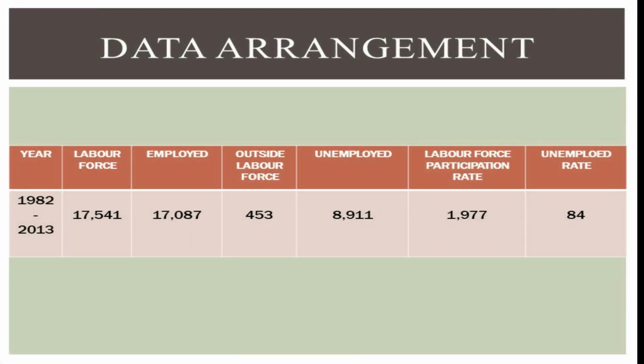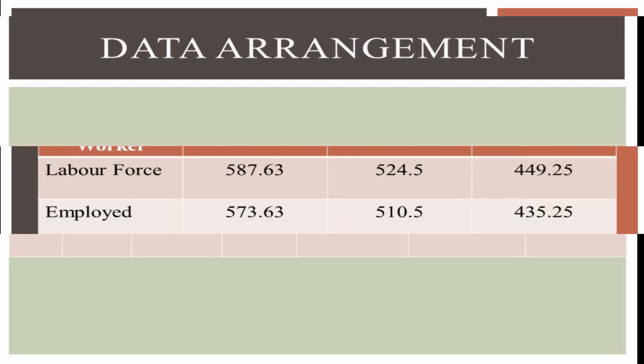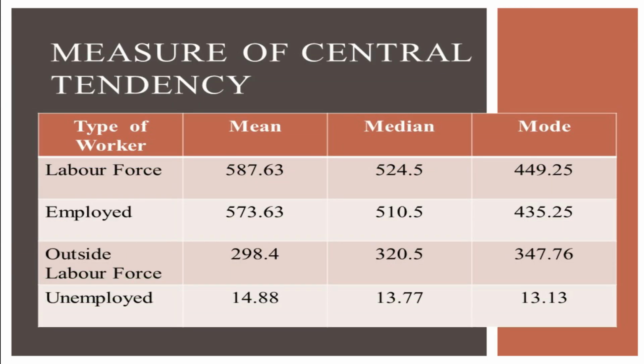Data arrangement. For the years, we use 1982 to 2013, because the complete sample data is 30. The total labor force is 17,541, and employed is 17,087, and outside labor force 453, and unemployed is 8,911, and labor force participation rate is 1977. For unemployed is 84.